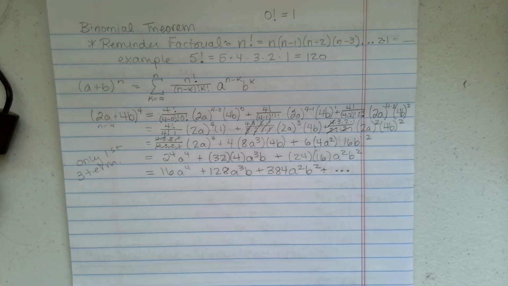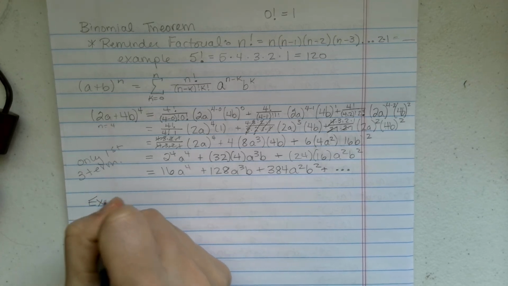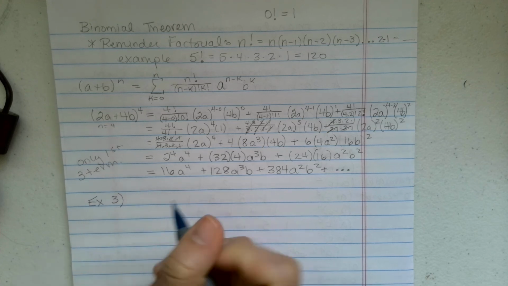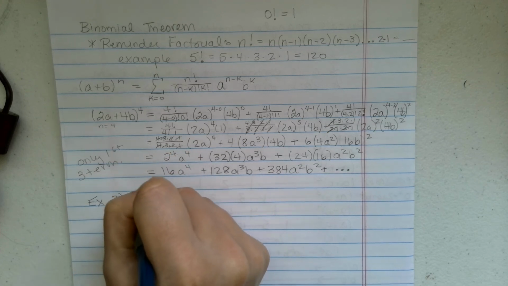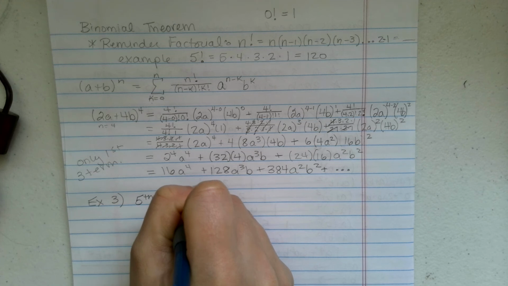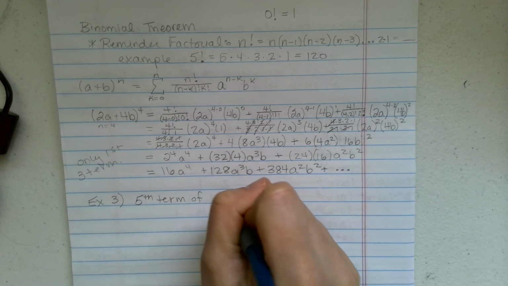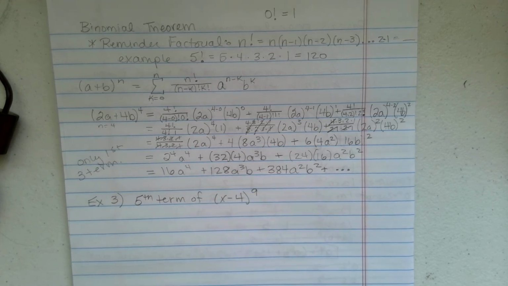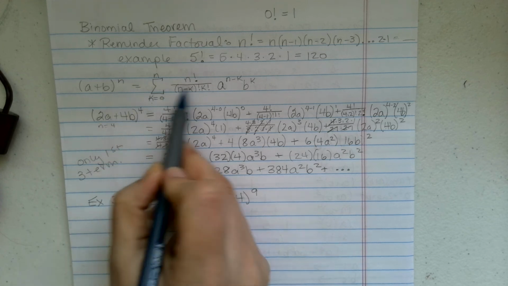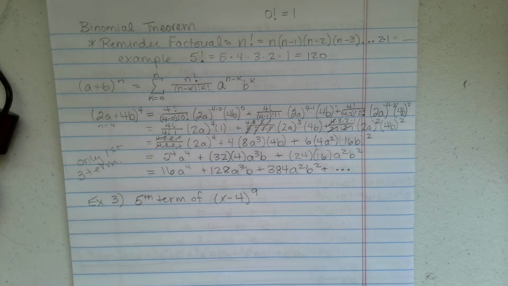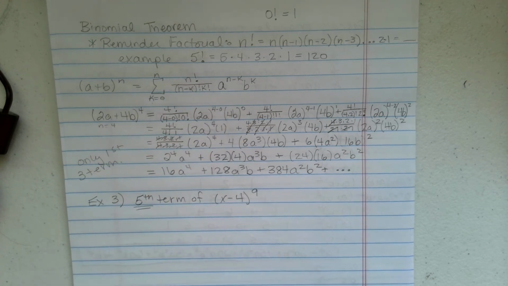But the point is, oftentimes you're only going to be asked to find a specific term where you know this is the polynomial, this is what's going on, and I need to know what happens in the 5th term because that will answer my scientific question. So example 3 in our notes that we have is find the 5th term of x minus 4 to the 9th. So we can use this and just find that 5th term.